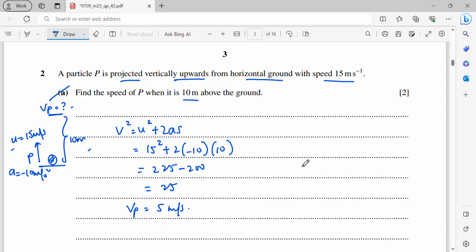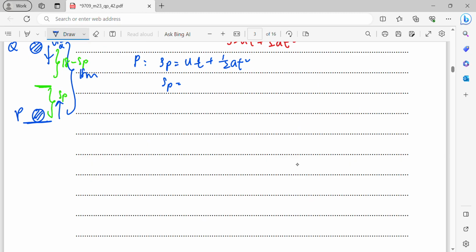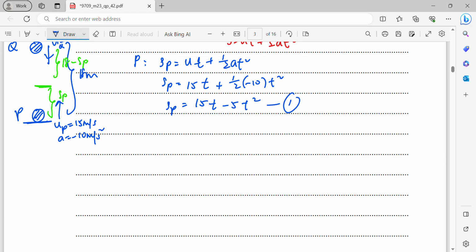Okay, then my SP is going to be, now, your UT. Let's look at the previous question. Initially, your UP is 15. So from here, I will write UP is 15. Okay, so it will be 15T, because I'm not sure how long it will take to travel the SP distance. Then plus half. Now since the P is projected upwards, means that your A is going to be negative 10 meter per second squared. So here I will write negative 10, then T squared. And then when I simplify, I will get 15T. Half times negative 10 is basically negative 5, then T squared. This is my SP. And let this be the first equation.